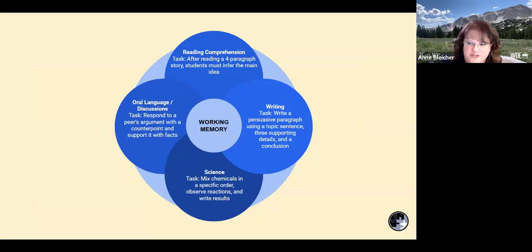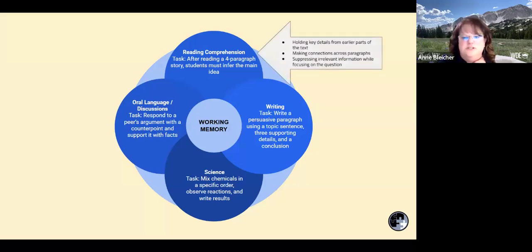So now that we have a clearer picture of what it is and how it manifests, the next step is to look at how that shows up in different content areas. Working memory isn't just a single classroom skill. As I said, it has a pretty broad impact across all content areas. And so you may see deficits in reading comprehension, writing, science, oral language.